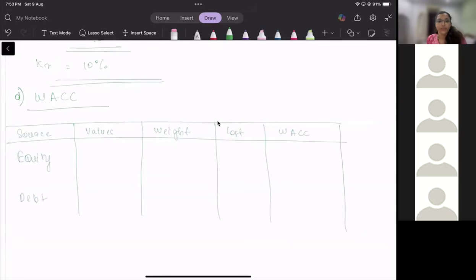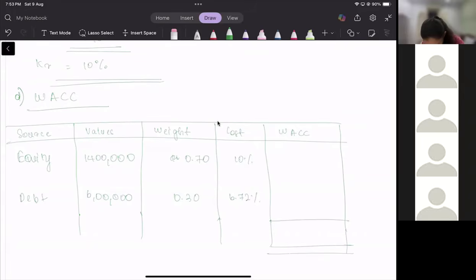We can write it together, right? Because K is equal to KR, so we can club it and write it as 10 percent. Here weight is 0.7 because it's already given in the question. Debt also we have found out the weighted average cost of debt. So we need not split and write. We can write it together. So please find out the weighted average cost of capital.